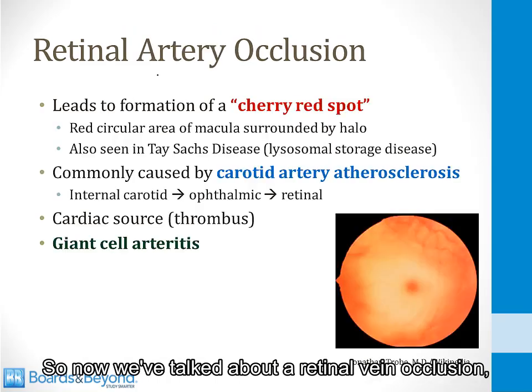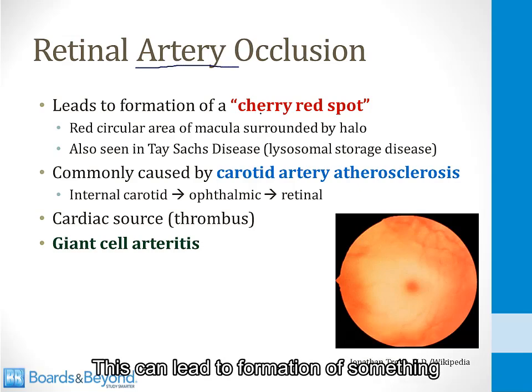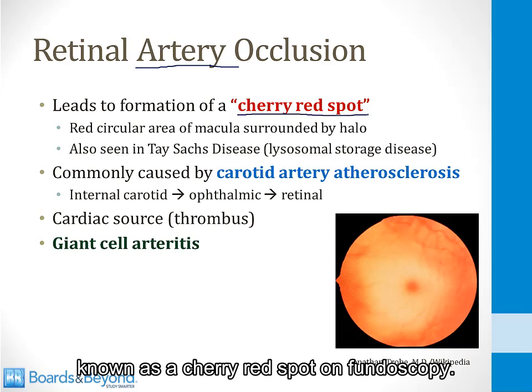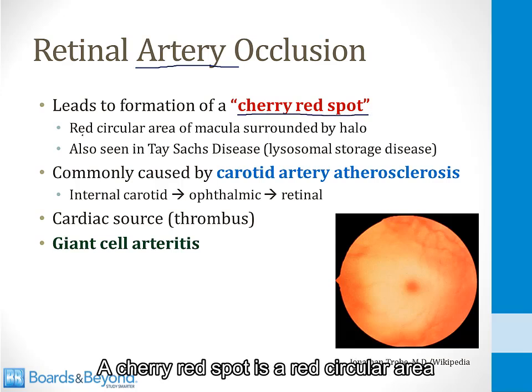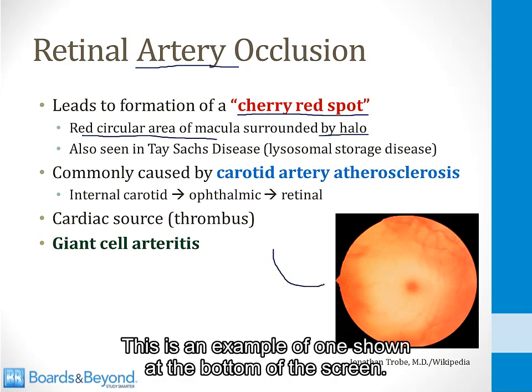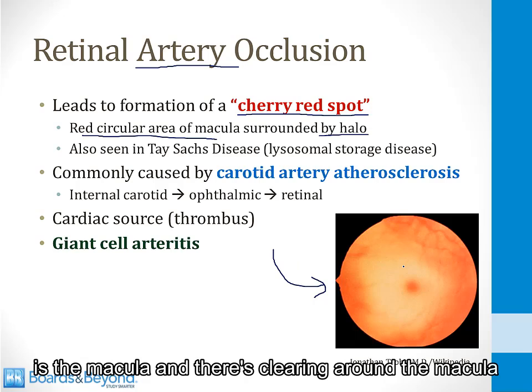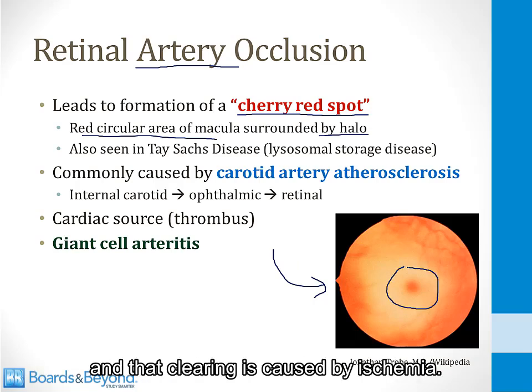So now we've talked about a retinal vein occlusion, but what happens if you have a retinal artery occlusion? This can lead to formation of something known as a cherry red spot on fundoscopy. A cherry red spot is a red circular area of the macula surrounded by a halo. This is an example of one shown at the bottom of the screen. The red spot in the middle of the image is the macula, and there's clearing around the macula, and that clearing is caused by ischemia.